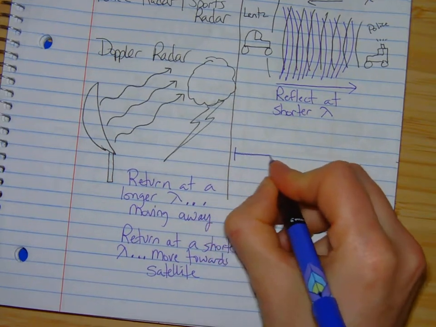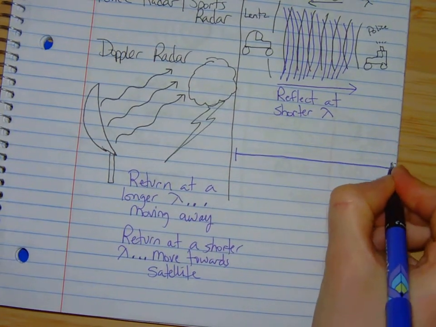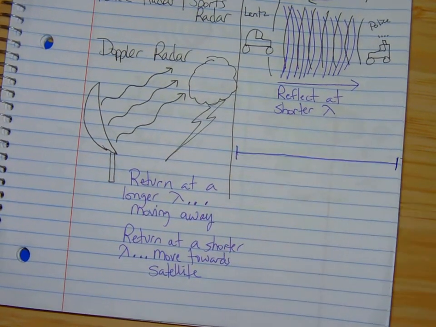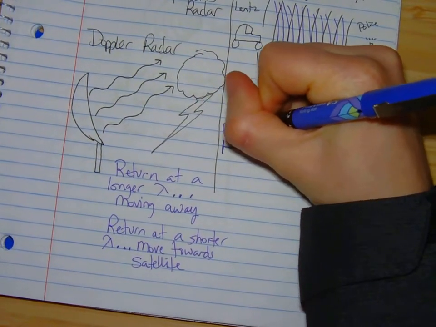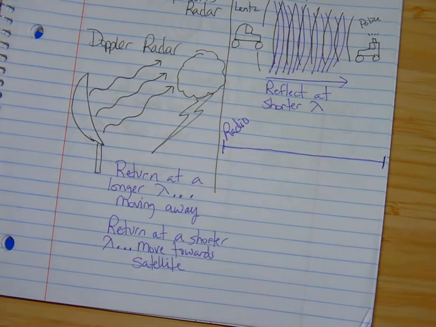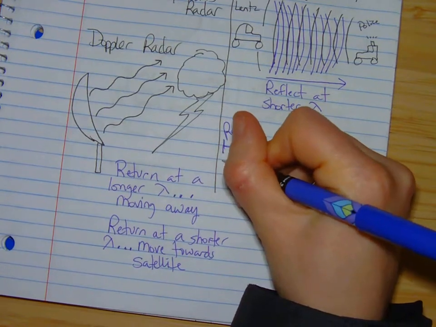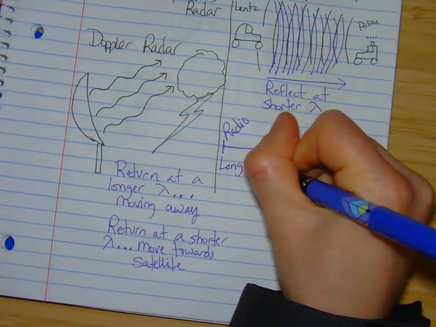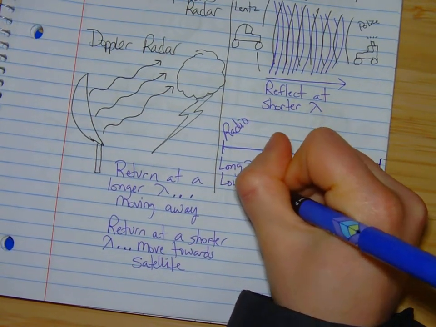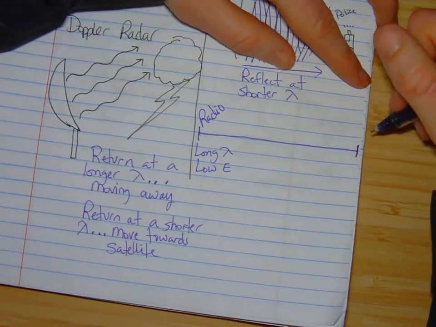Next unit, we're going to talk about this electromagnetic spectrum a lot. So for right now, I'm going to simplify it. Here's these radio waves again. All these waves are generated the same way. Radio waves naturally have long wavelengths. They're low in energy. They're really safe waves.